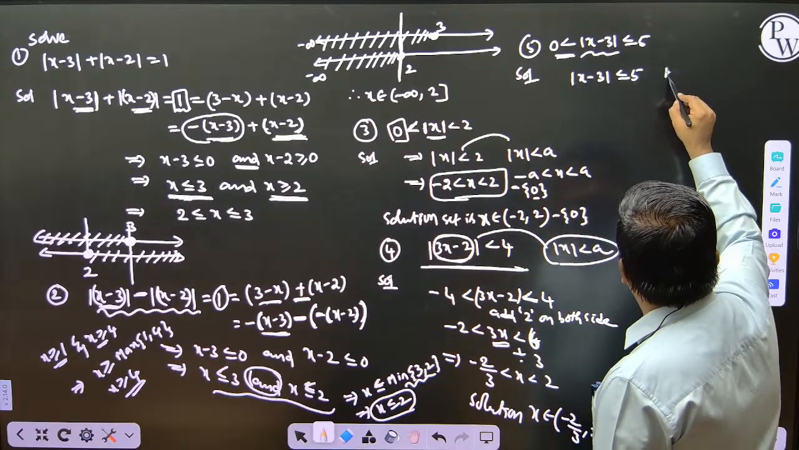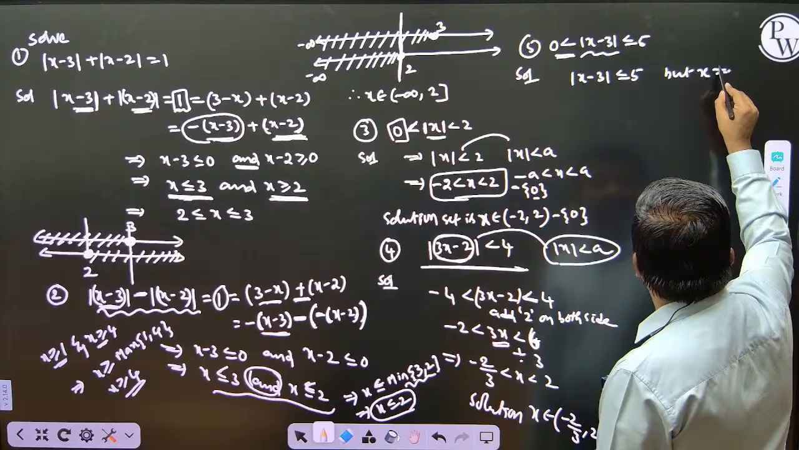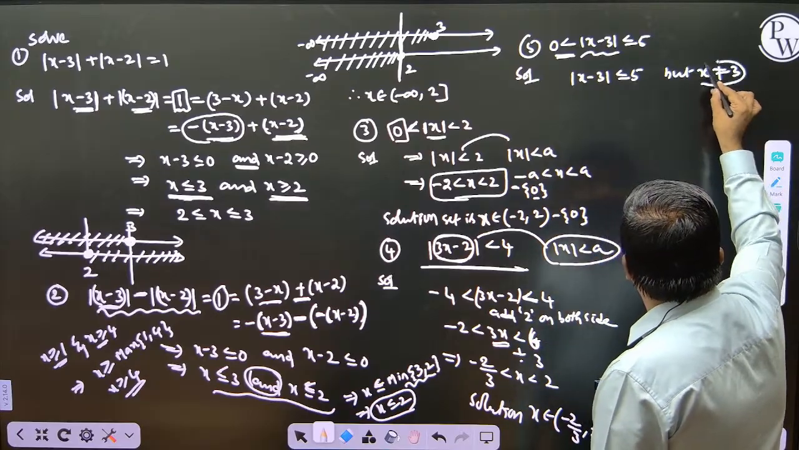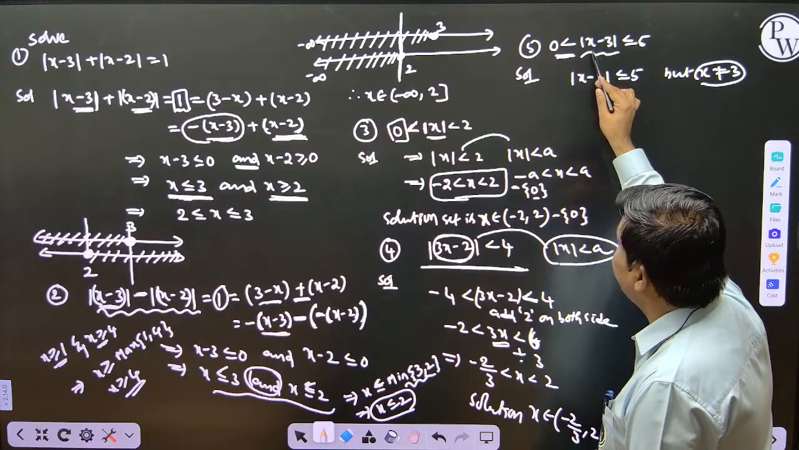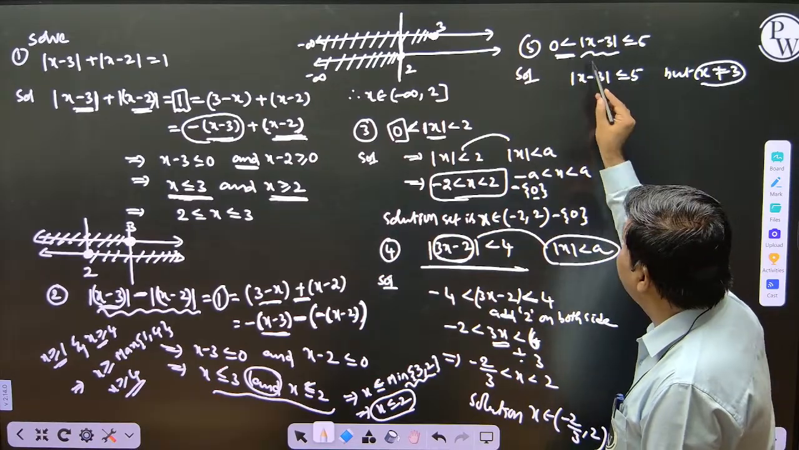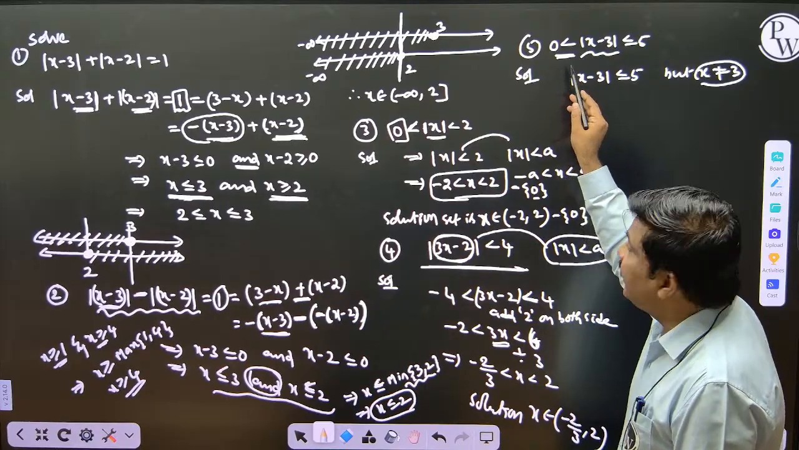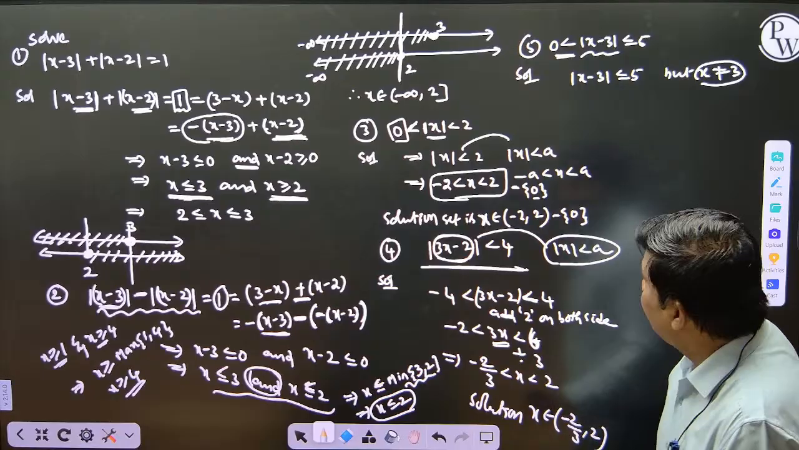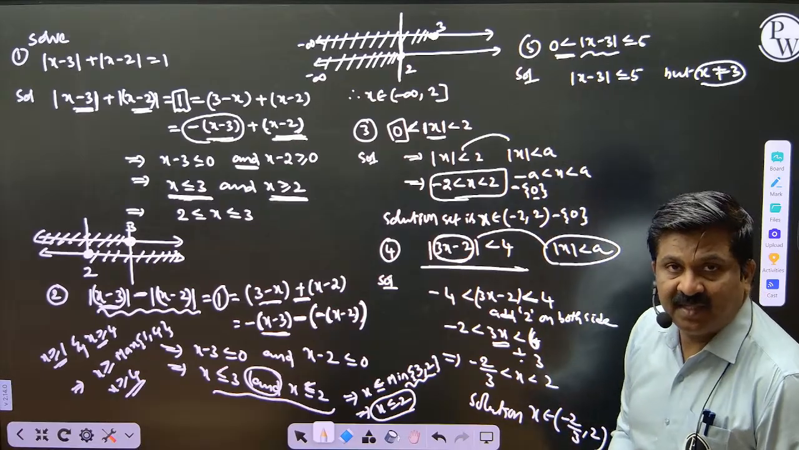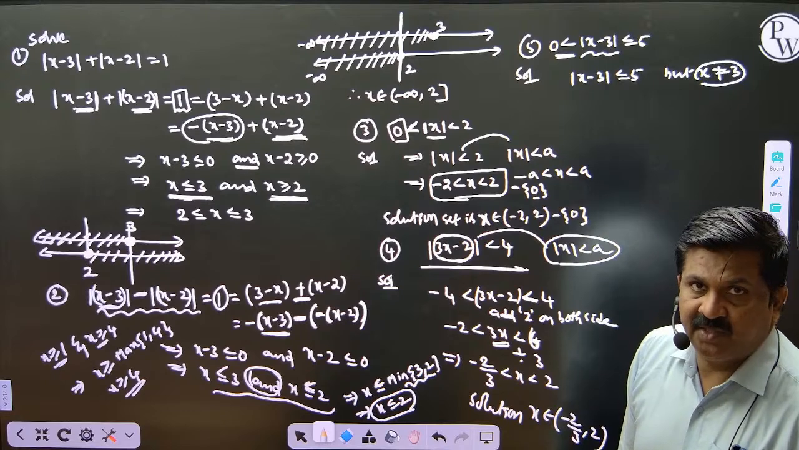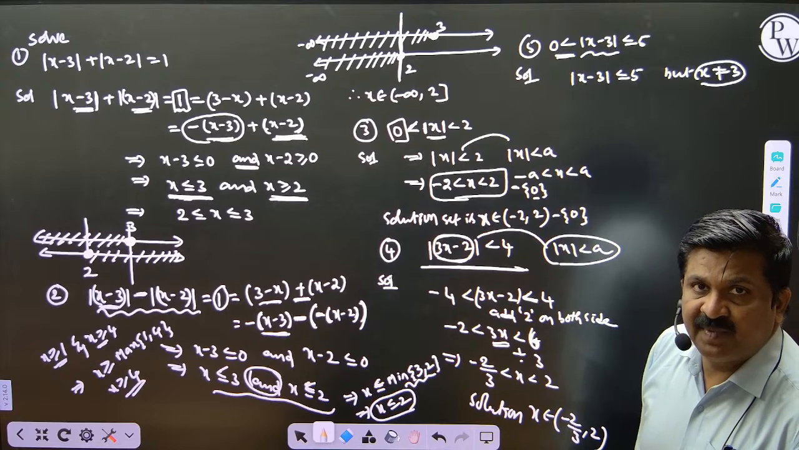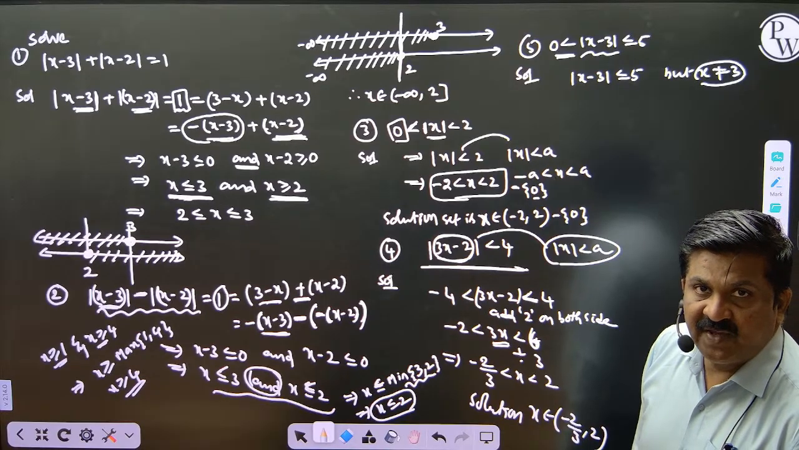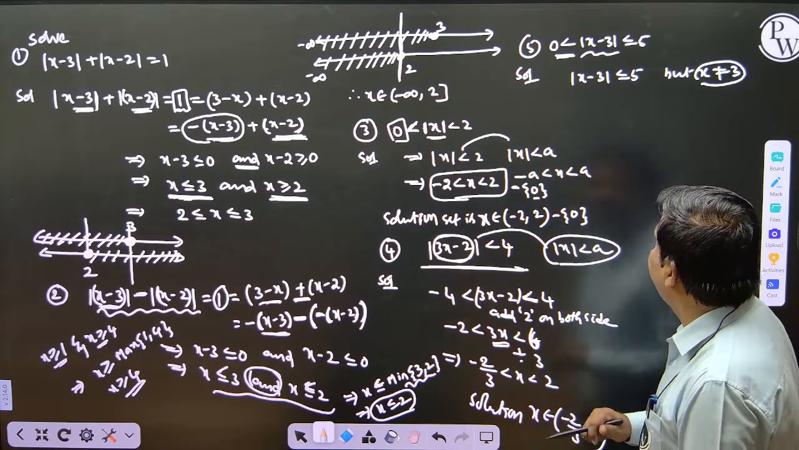But take here x not equal to 3. Why? Because if I take x equal to 3, we get 0, but it is never equal to 0 here. If equality were there, then we would consider the 0 part also. But here equality is not there, so the modulus never becomes 0. When the modulus becomes 0, for x equal to 3, that's why I am eliminating the 3.